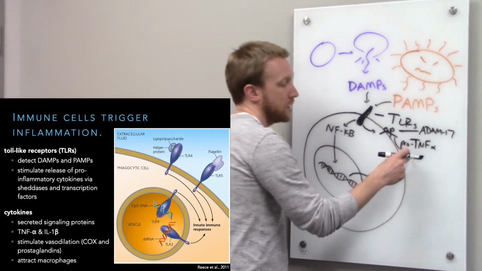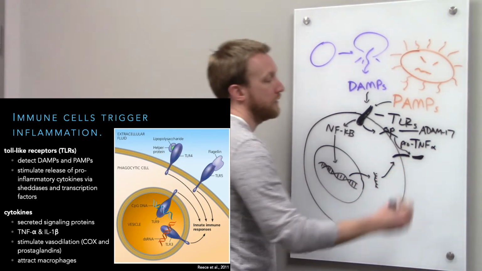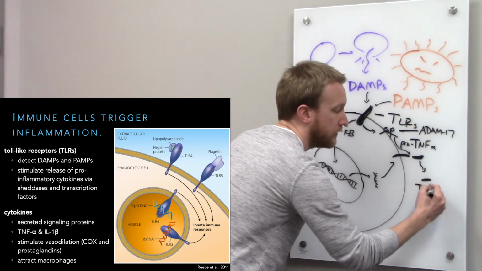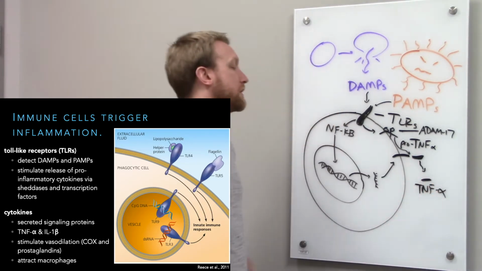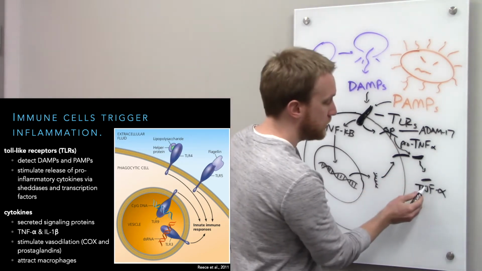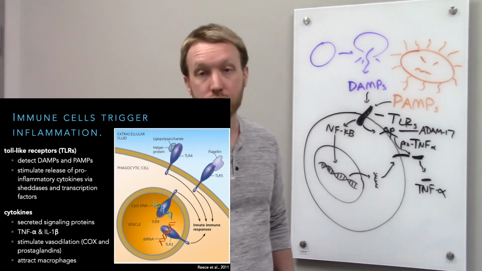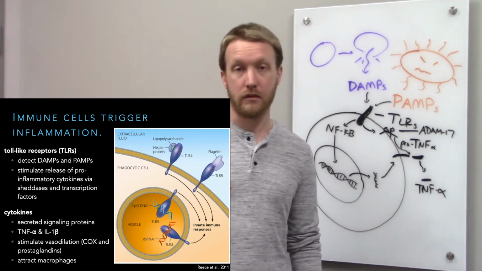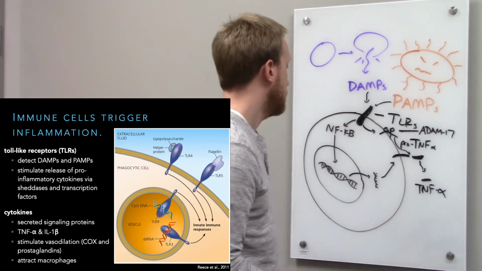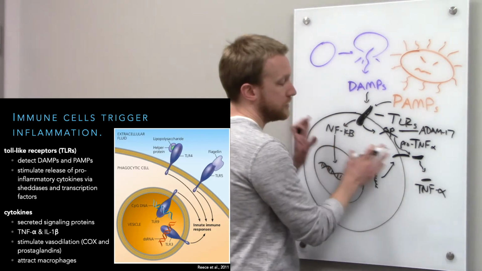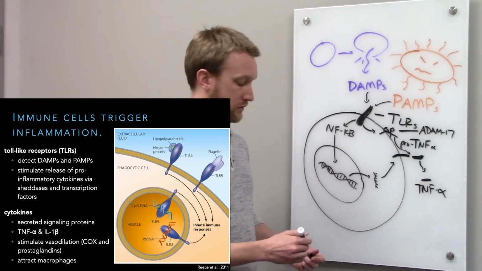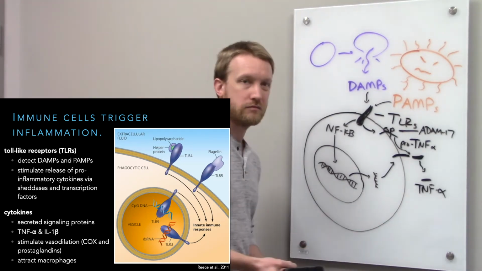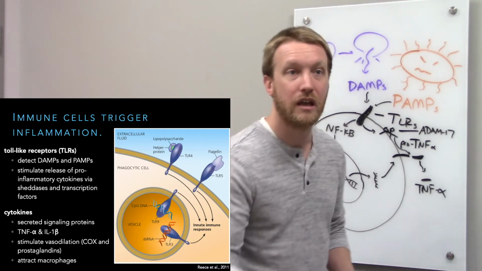So my shedase cuts this pro-TNF-alpha, liberating the active form, TNF-alpha, tumor necrosis factor alpha. Tumor necrosis factor then triggers vasodilation by acting through epithelial cells. So the macrophages create TNF-alpha, and what does that TNF-alpha do? I think there's some data for us to look at here first.